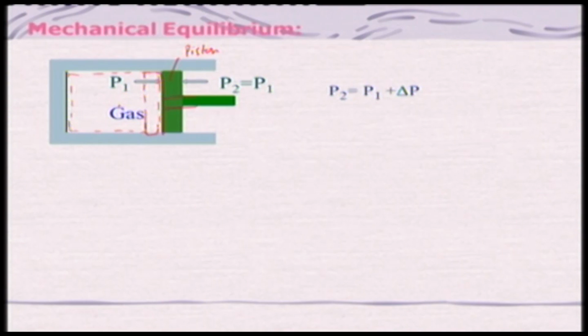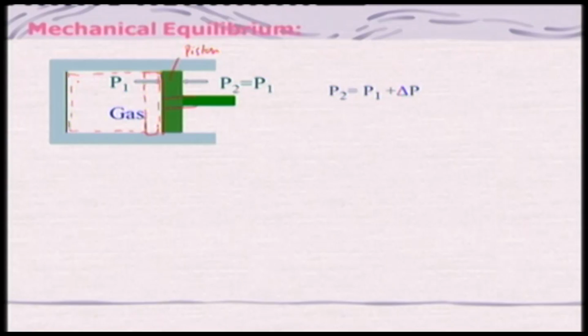So that this gas will attain another pressure, which will be the same as that of P2, and P2 is increased by delta P. Then it will attain another equilibrium, that means, all the molecules here will be having the same pressure in the system. Are you getting my point? Yes or no? But that will happen under what condition?